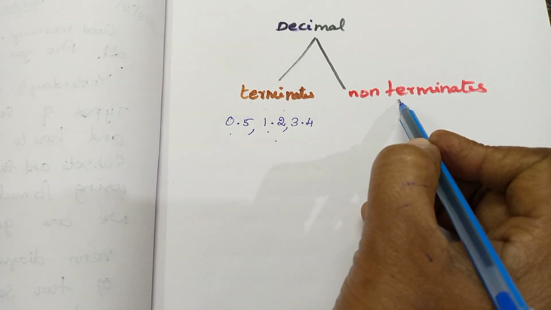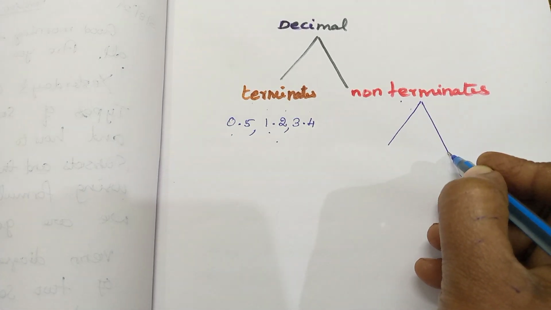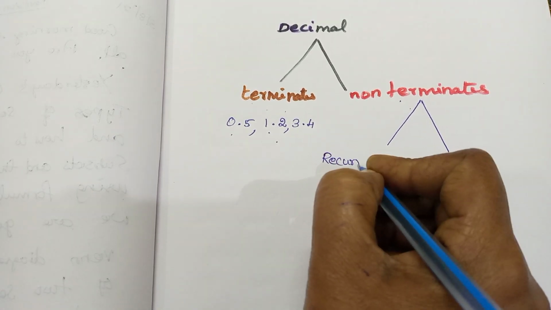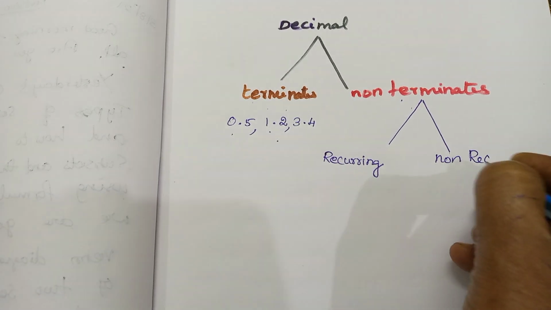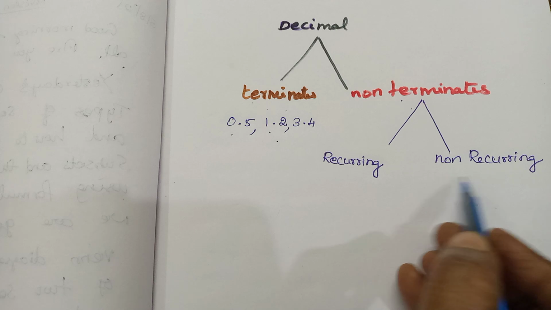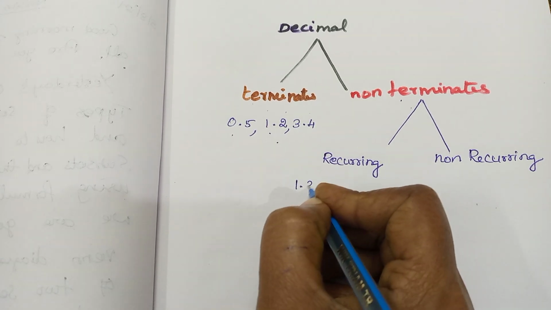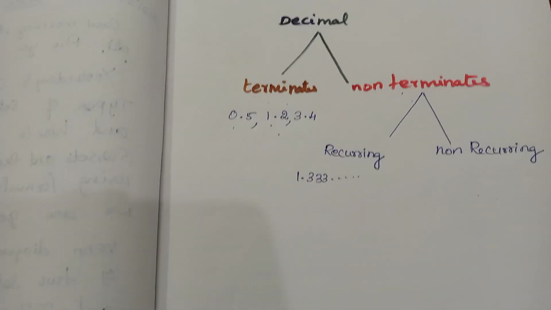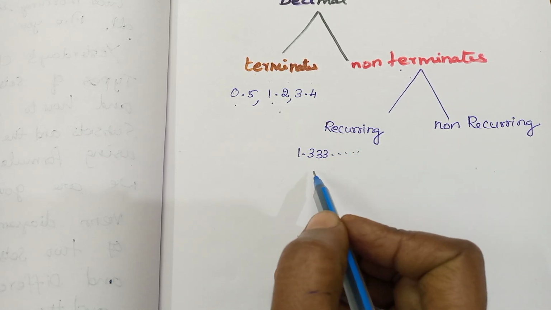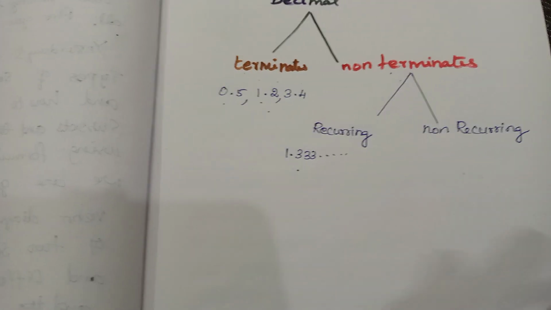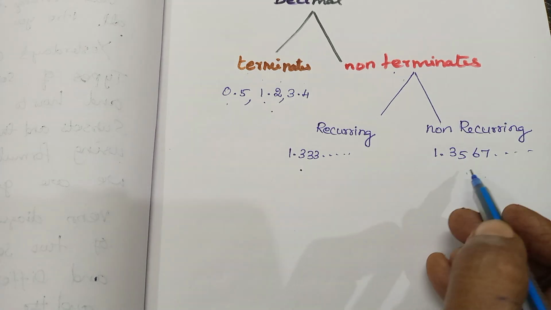Now come to non-terminating. In non-terminating, we have two types. One is recurring. Recurring means repeating. Another one is non-recurring, that is non-repeating. For example, a recurring decimal is 1.333 etc. Here the same number is repeating. This type of numbers are recurring. Non-recurring means, for example, 1.3567 etc. Different numbers are appearing. These types of numbers are non-recurring.